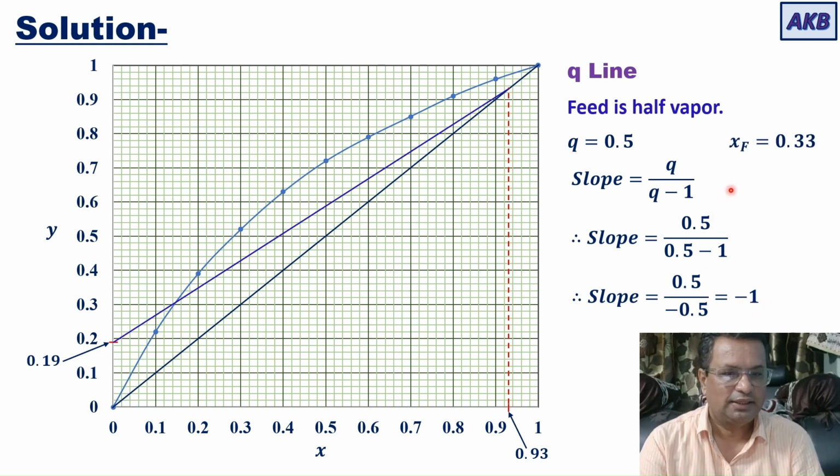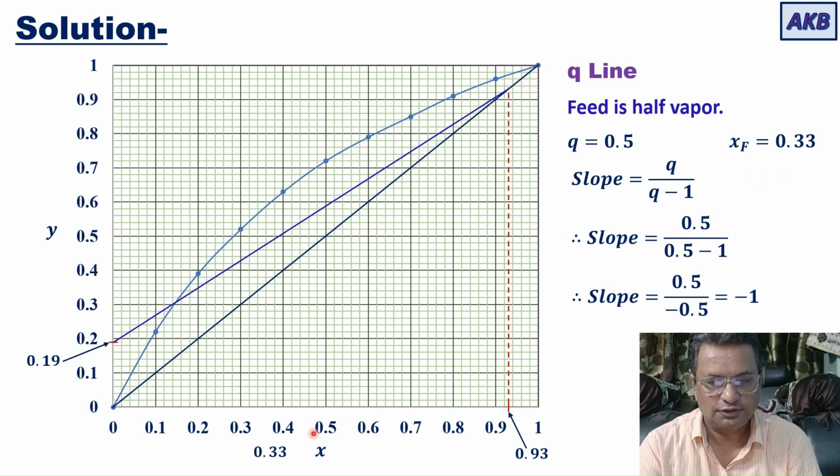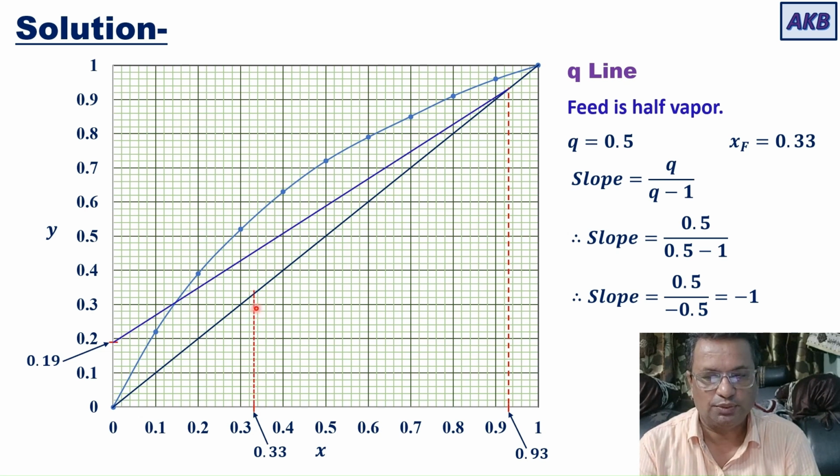Okay. The other information that we need is the value of XF. XF is 0.33. So first we will locate XF. XF will be located over here, 0.32, and then this will be 0.33. Then we will go to the diagonal line. The Q line will be starting at this point.